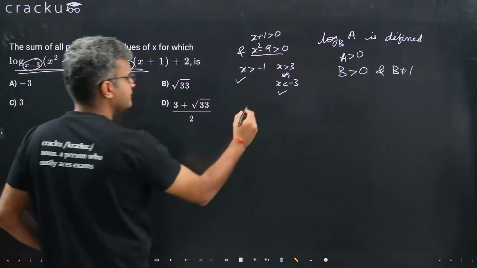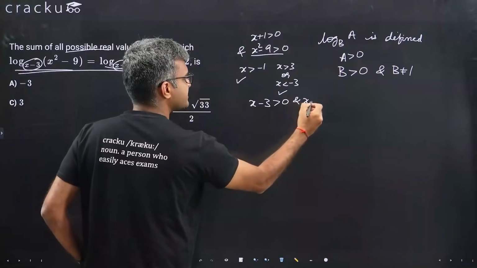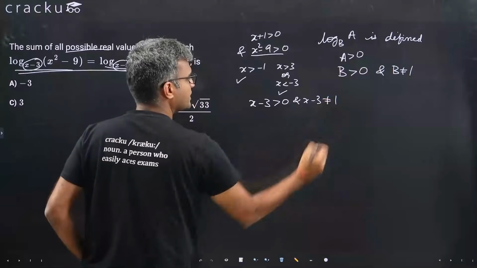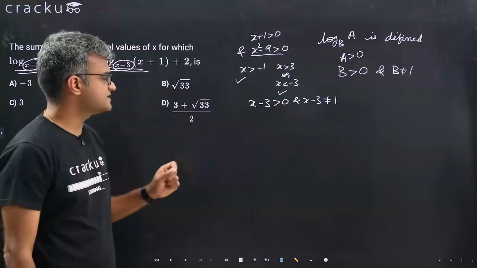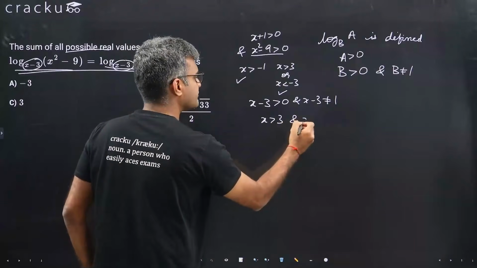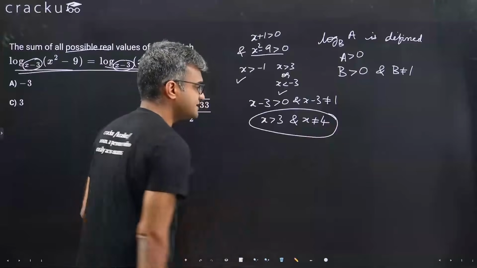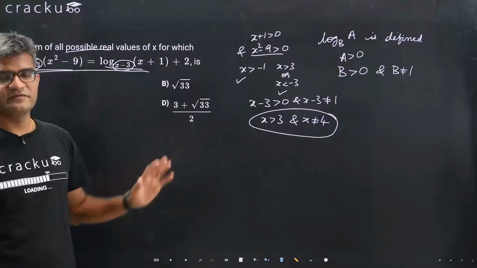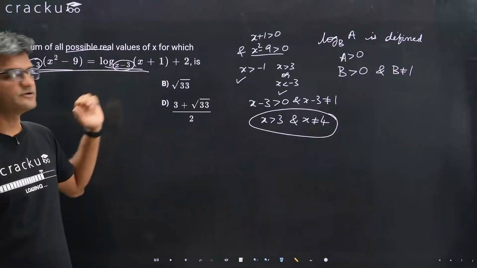That is, we want x minus 3 to be greater than 0 and x minus 3 should not equal 1. All of these conditions will be satisfied if x is greater than 3 and x should not equal 4. These are the necessary conditions for the logarithms to be defined. Once you know that the logarithms are defined, let us now solve the equation.